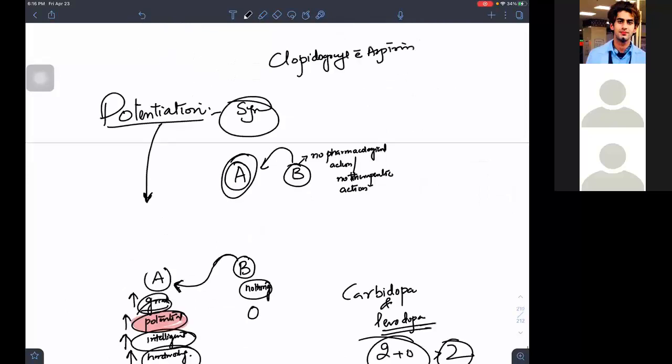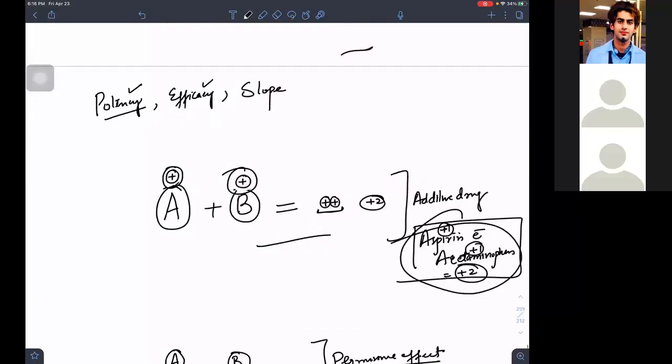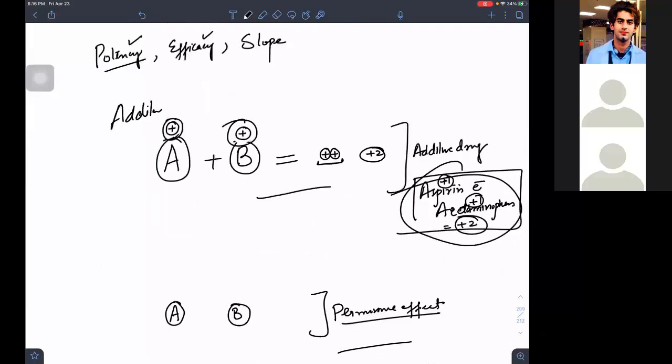So I told you, in the additive effect, we have A and B as substances, and once you bring them together, the sum will be equal. Plus 1 plus 1 gives plus 2. Permissive effect, guys, is once you have a substance A, and if you give that A to the substance B, the effects of B will increase. It is required, it is needed by the substance B so that it can have the effect. For example, cortisol and catecholamine.